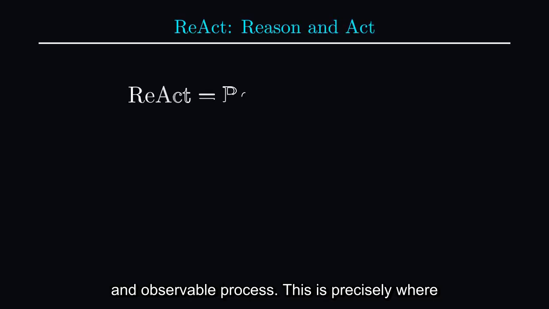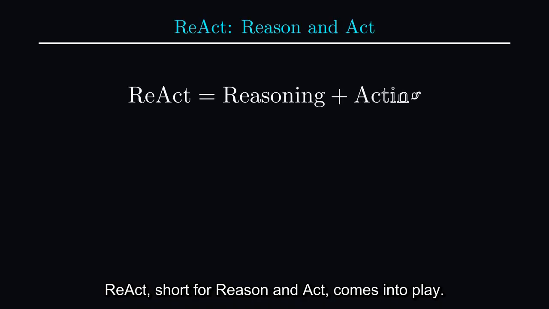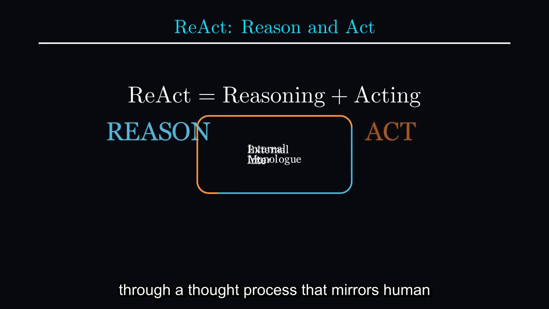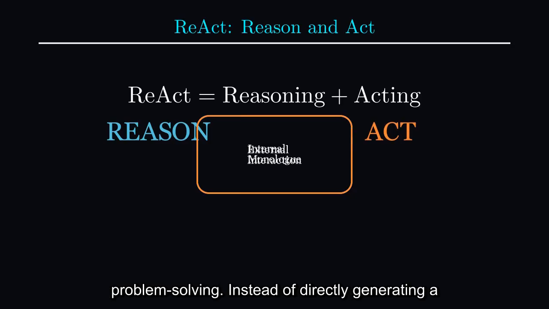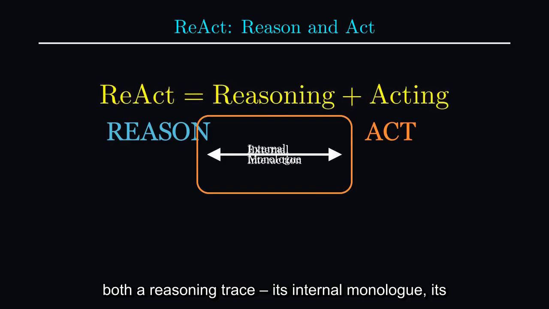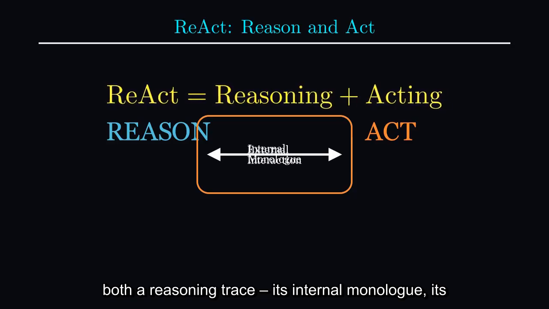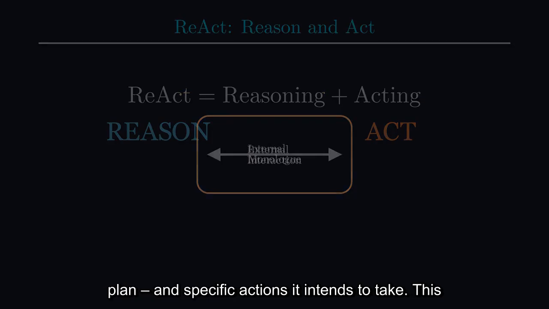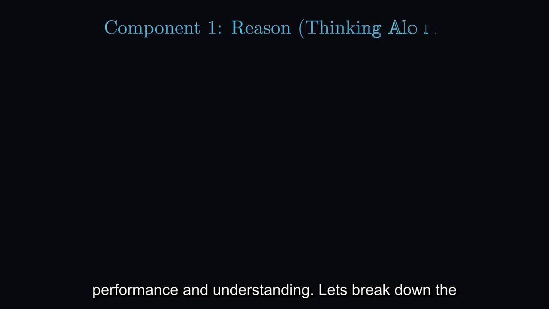This is precisely where ReAct, short for Reason and Act, comes into play. It's a prompting pattern designed to guide LLM agents through a thought process that mirrors human problem solving. Instead of directly generating a final answer, a ReAct agent iteratively generates both a reasoning trace, its internal monologue, its plan, and specific actions it intends to take. This dual approach unlocks significant improvements in performance and understanding.